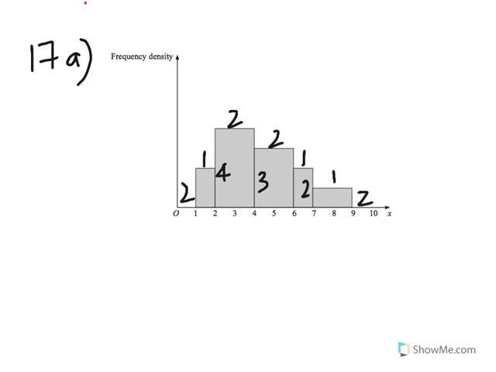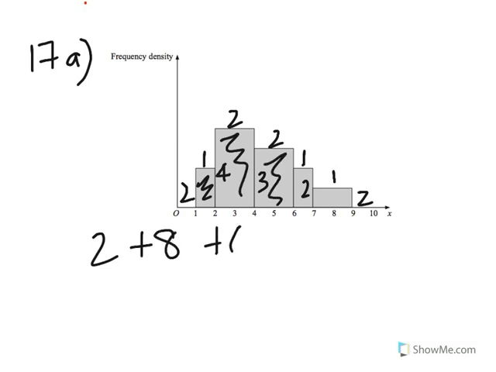So the area of this is nothing but 2, because it's 1 times 2. The area of this is 8. The area of this is 6. The area of this is 2. And the area of this is 2. So the total area is 2 plus 8 plus 6, which is 16, plus 2 plus 2, which is 20.